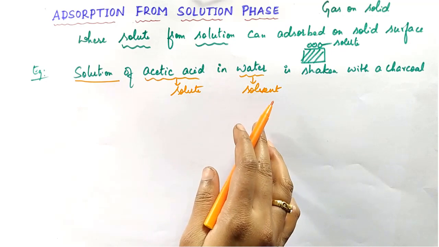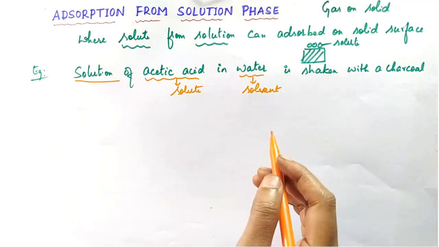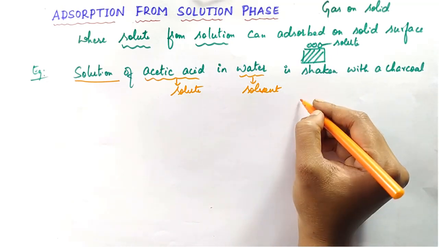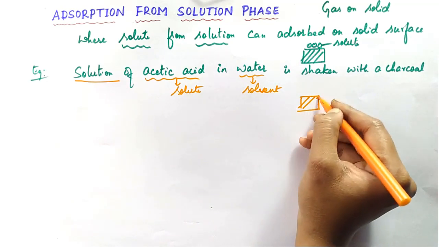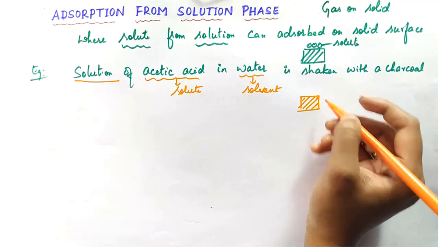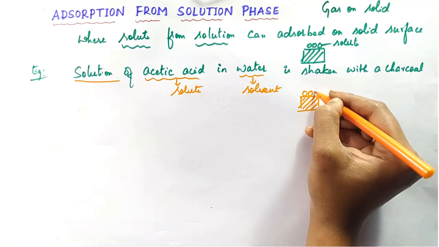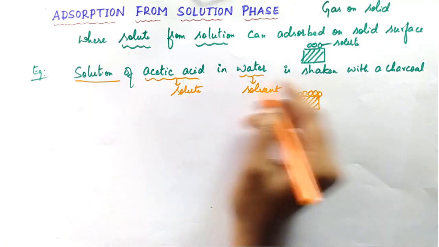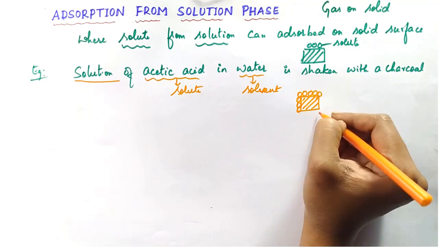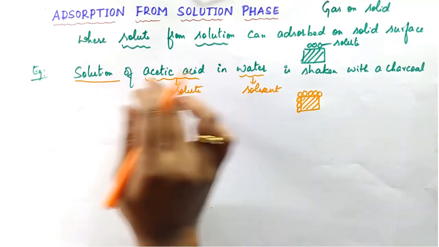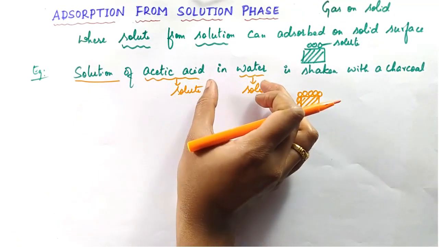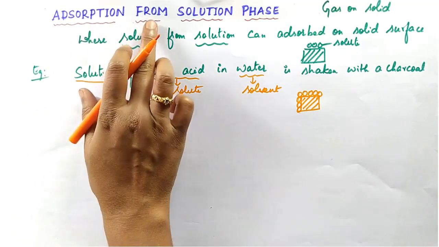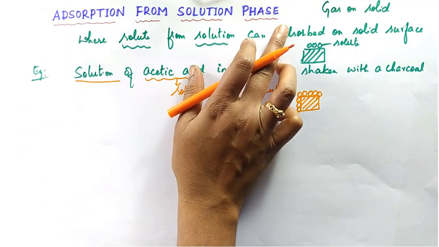When the acetic acid solution is shaken with the charcoal, the concentration of acetic acid decreases. Why? Because the charcoal adsorbs acetic acid particles. Here, acetic acid as a solute particle is adsorbed on the surface of the charcoal. Hence, the concentration of the acetic acid solution decreases. This is the first example for adsorption from solution phase.